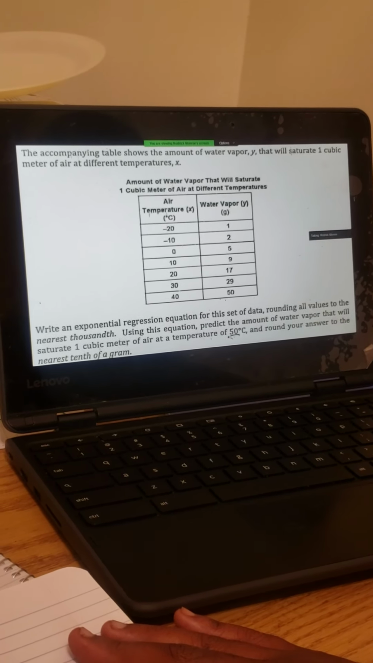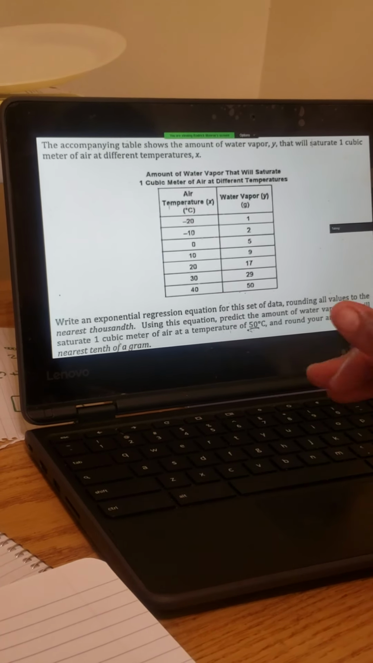Do you get that? Down the bottom of the problem, we're saying use it to find.